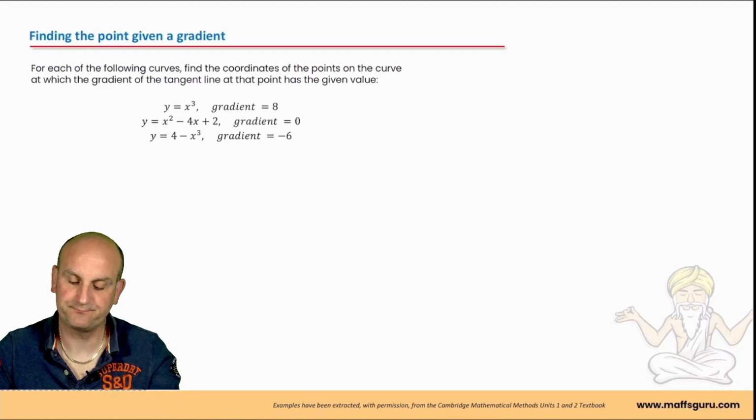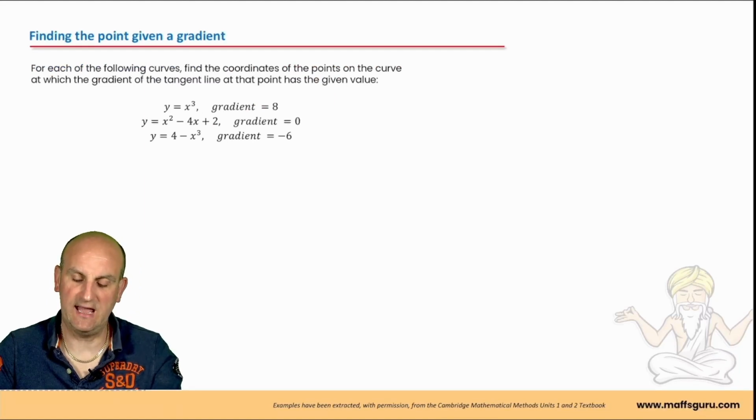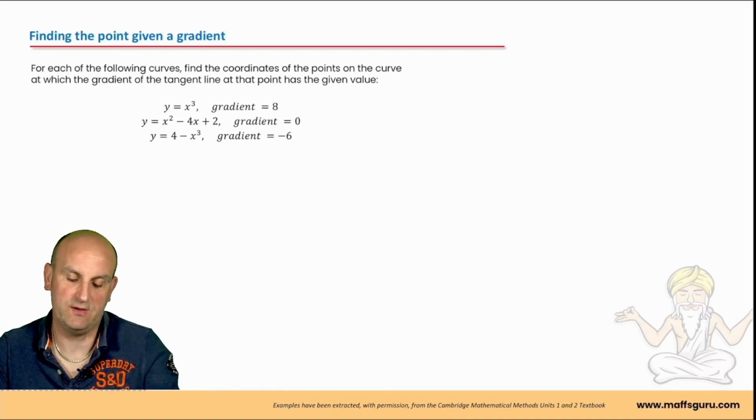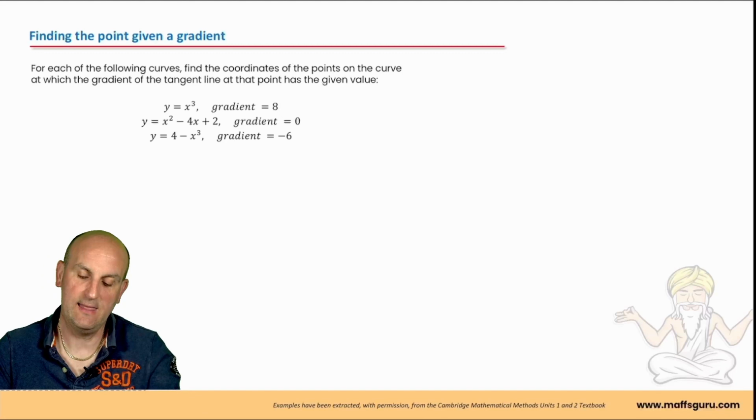Yeah? Now, finding the point given a gradient. For each of the following curves, find the coordinates of the point on the curve at which the gradient of the tangent line at that point has the given value.